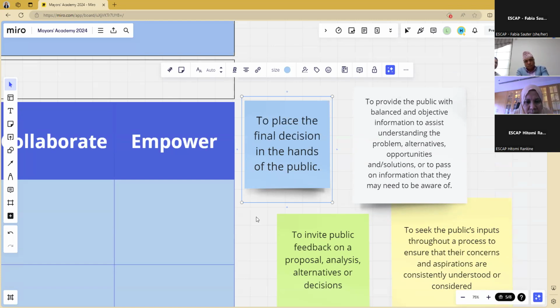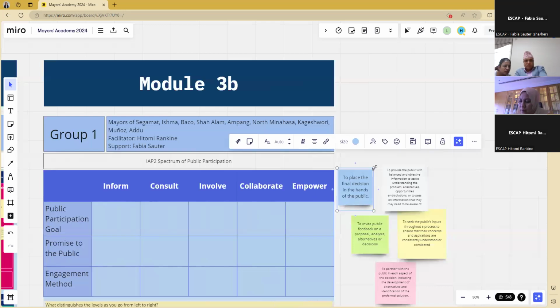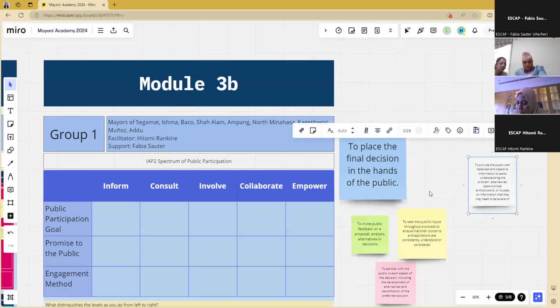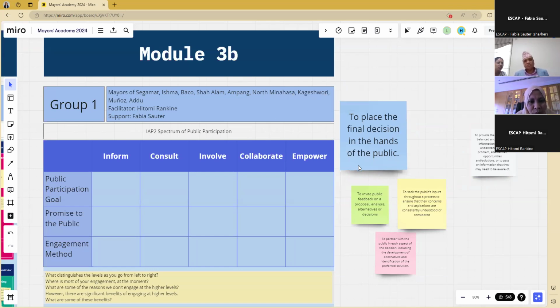So let's take the first one, the blue one, to place the final decision in the hands of the public. Which level is that? How many levels do you have? We have inform, consult, involve, collaborate, and empower. So the first one, to place the final decision in the hands of the public, that is actually to empower, maybe, or final decision, right?